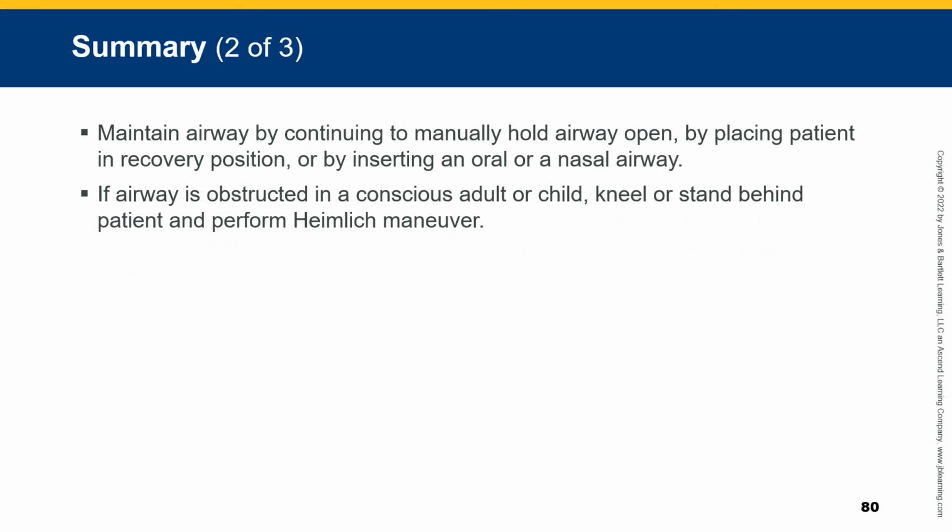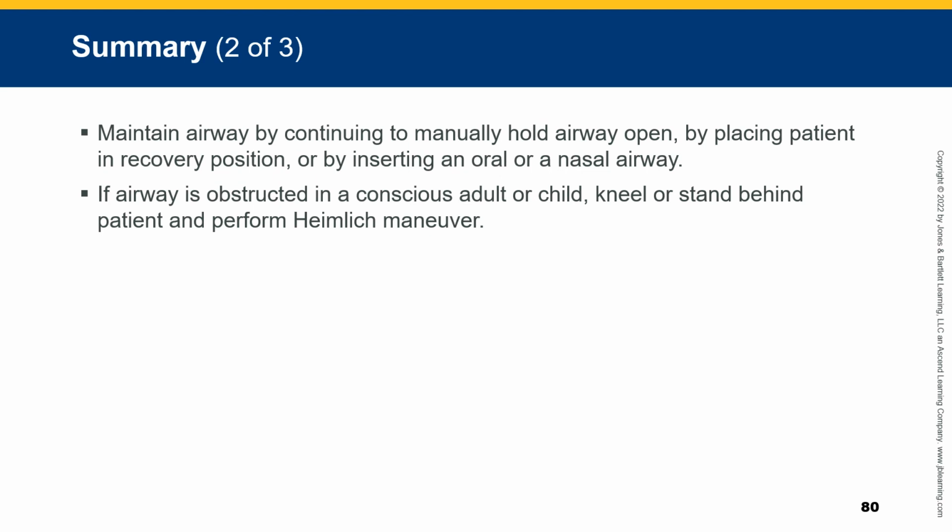To continue our summary, you want to maintain an airway by continuing to manually hold the airway open, by placing the patient in the recovery position, or by inserting an oral or nasal airway. Check for breathing by looking, listening, and feeling for air movement, and correct any problems by using a mouth-to-mask or mouth-to-barrier device or using a bag mask device for rescue breathing. It is important to use the correct sequence for adults, infants, and children.